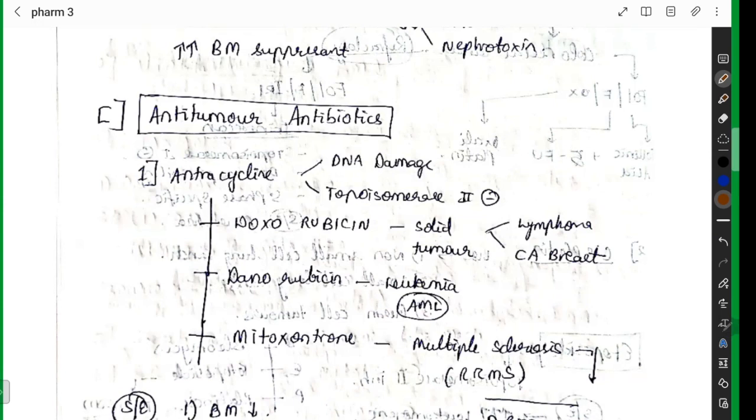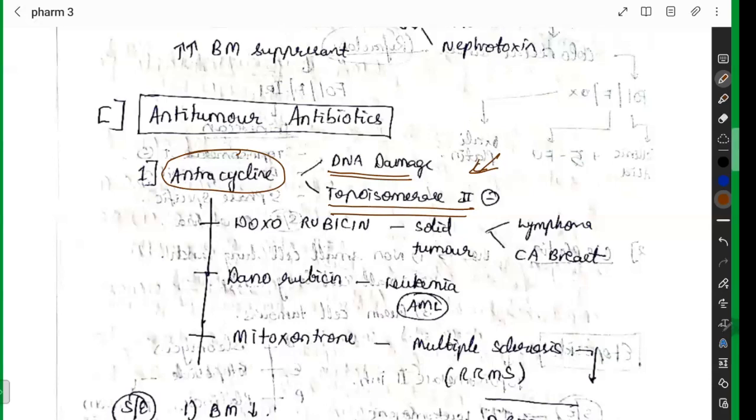Now we are going to go into the third one, anti-tumor antibiotics. Remember, the first anti-tumor antibiotic which we are going to learn is going to be your anthracycline. Anthracycline, so they are going to cause DNA damage and they are going to cause topoisomerase 2 inhibitor. So what is the topoisomerase 2 inhibitor? Separate topoisomerase 2 inhibitor.